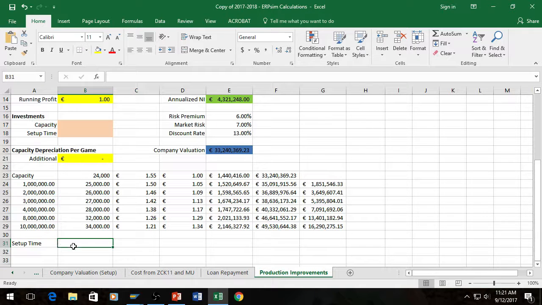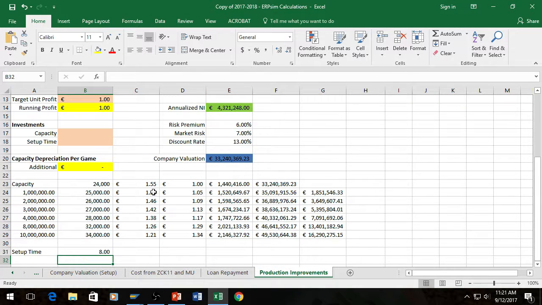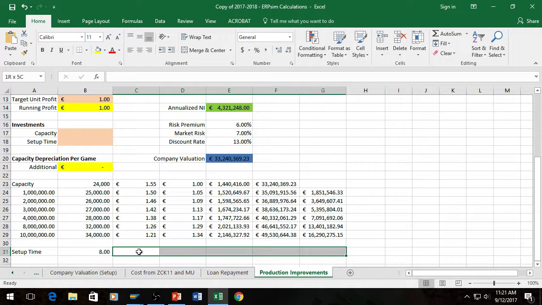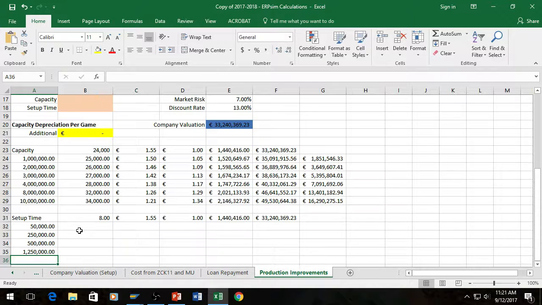Now let's look at setup time. And I'm going to look at really the same things, except I want to see, as I'm investing, what the setup time drops to. So there we go. We have our unit price, we have our running profit per unit, we have our net income, and the company valuation. And I'm going to use some of the same ones that are on the job aid. Let's go to 250. And go all the way to the 1.25 million. 50, 250, 500. Good. Okay.